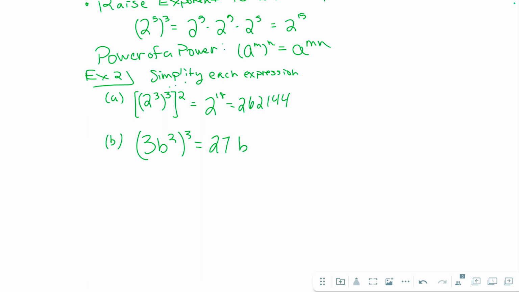B. But why is it distributed? Why is it distributed to the 3 though? Oh yeah, B is 6. Why is it distributed to the 3 though? Because that 3 is inside of the parentheses.